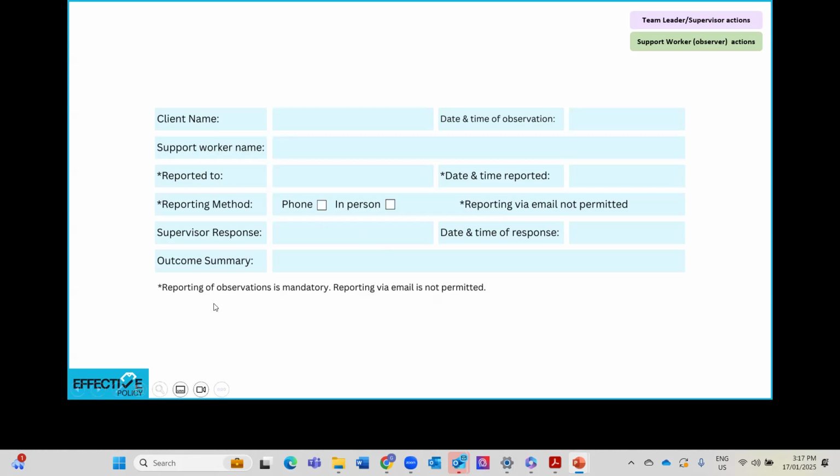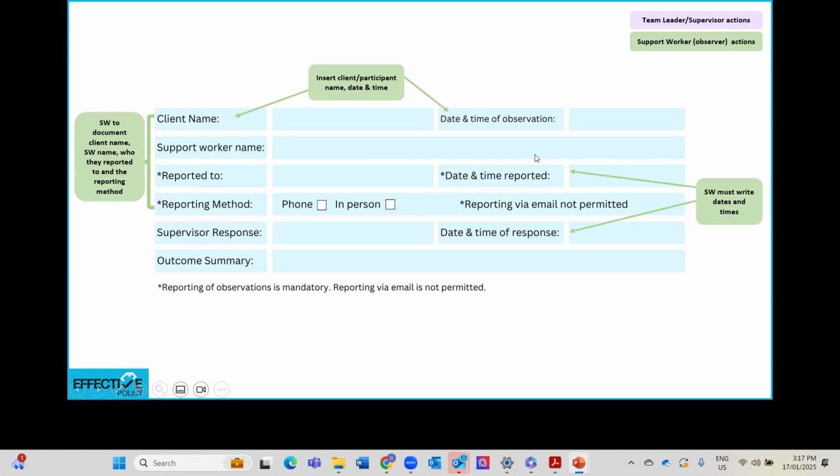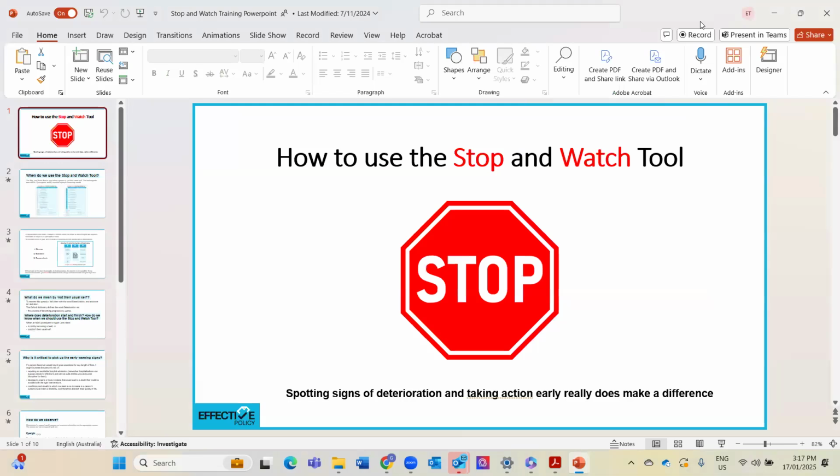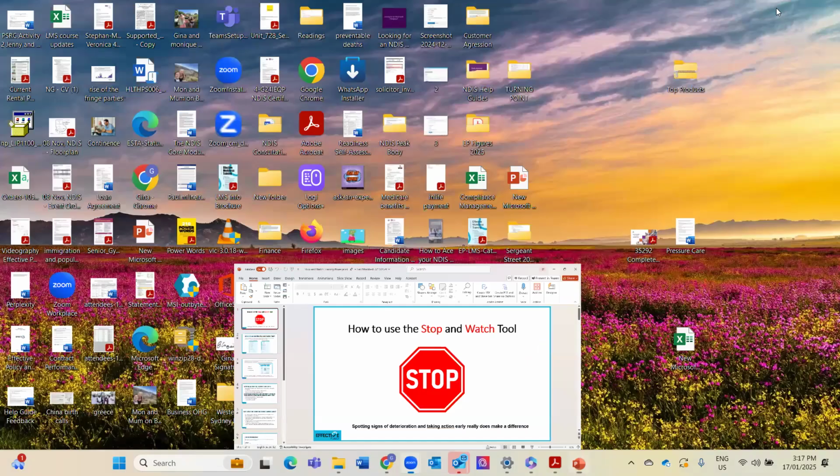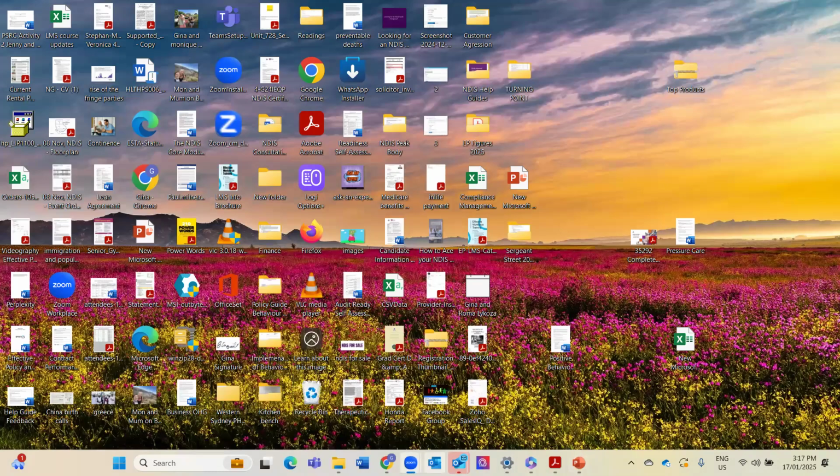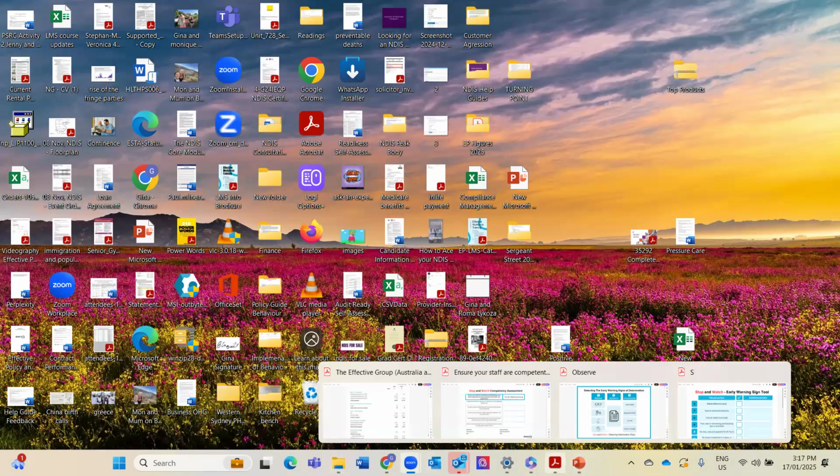Okay. And then of course you're going to cover yourself and say what's happened with this outcome summary. What have you done about it? Support worker documents client name, support worker name, who they reported to, and the reporting method. I've already said this to you, so I'll just click through it. Document any actions and outcomes. We've already said all this. So that is the PowerPoint. Now let me show you the tool, which I have open here.